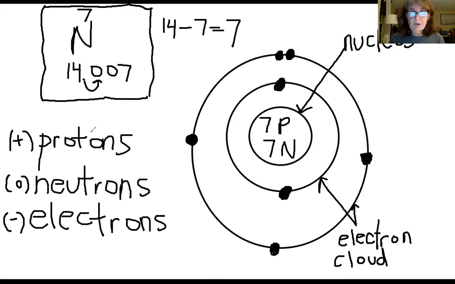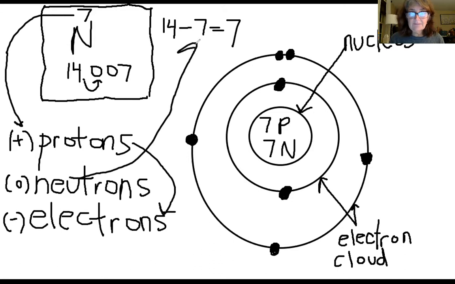Okay? Protons are always equal to the atomic number. And then electrons are always equal to protons. And neutrons are calculated this way. Go to the larger number, round it to the nearest whole number, subtract the number of protons, and here is your number of neutrons. Okay? So now let's answer a few questions. Let's see how we do.